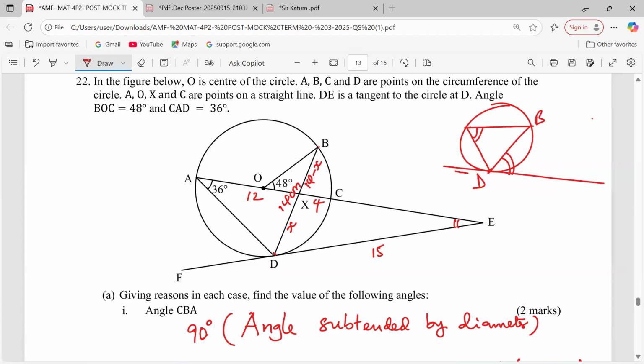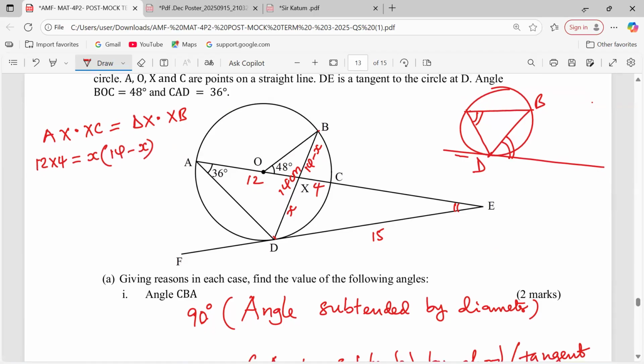So we are supposed to know that when chords are intersecting internally, if it's this case, for example, AC and BD are intersecting at X, now the product of A to X times X to C should be the same as D to X times X to B. So now we have 12 by 4 being equal to X by 14 minus X, that way. So this is going to be 12 by 4 gives us 48, remember?